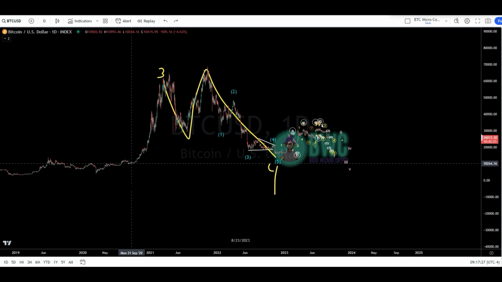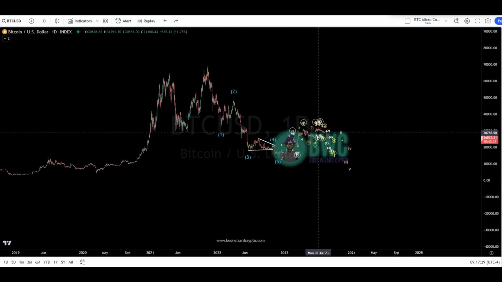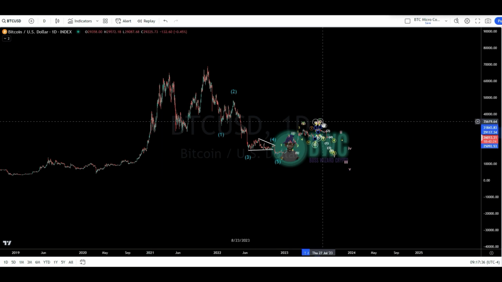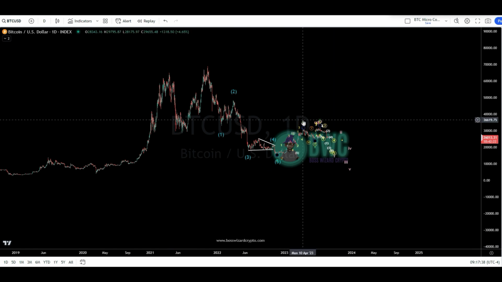This count in particular with the WXY up. Get rid of these so you can see them. That's why I didn't have the subwaves labeled, because on this time frame I want you to be able to at least see the W, and I'll highlight it for you.